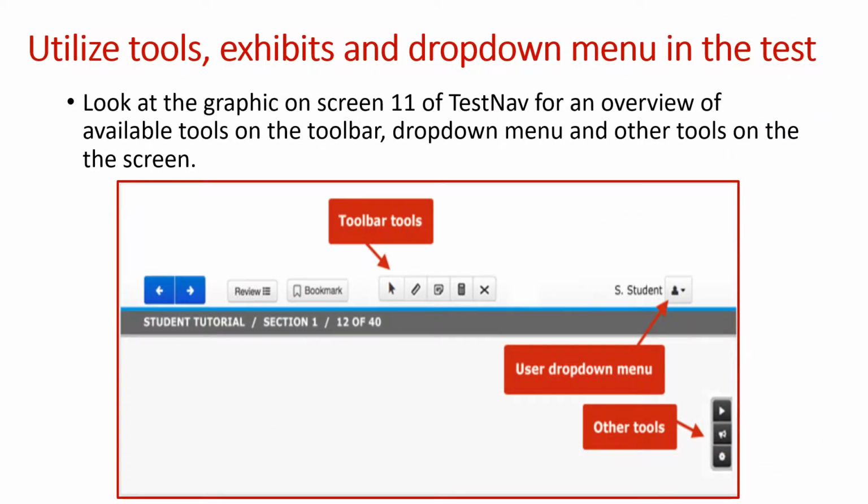There are many useful tools in MCAS 2.0 that will help you answer questions. Students should familiarize themselves with tools in the toolbar, drop-down menu, and the exhibits, labeled Other Tools. Screen 11 of the TestNav 8 tutorial shows the toolbar, which includes the pointer, ruler, notepad, calculator, and answer eliminator. You will also see the drop-down menu, which is where you sign out, and the exhibits on the right-hand side, which include the reference sheet and session directions.